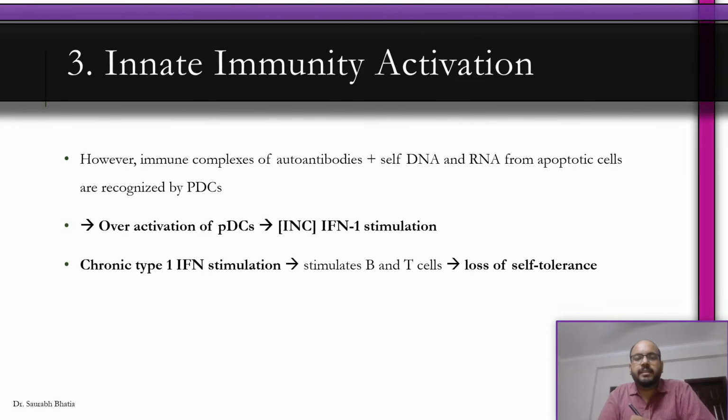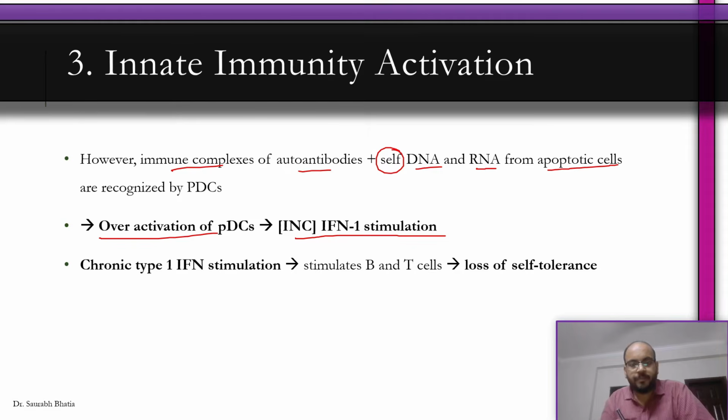Now what happens is that if you have any immune complex formation between the autoantibodies and self DNA and RNA from destroyed cells, these can be recognized by plasmacytoid dendritic cells. Now, what are plasmacytoid dendritic cells responsible for? They are responsible to recognize DNA and RNA from the outside of the body normally. But in the case of autoimmunity, they start to recognize self-DNA and RNA material from destroyed cells. If there is overactivation of plasmacytoid dendritic cells, it can increase interferon type 1 stimulation.